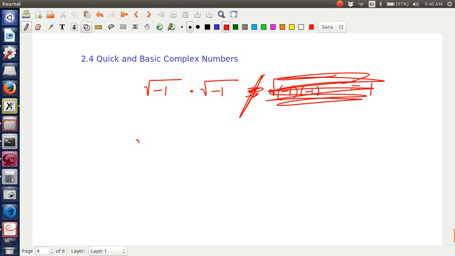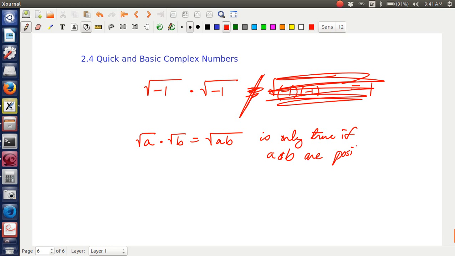And the reason is that the square root of a times the square root of b equaling the square root of a times b is only true if a and b are positive, or if just one is negative. Obviously, if one of them is 0, you're okay. Okay, but one or both equals 0, that's very silly. Okay, but it doesn't work if they're both negative.